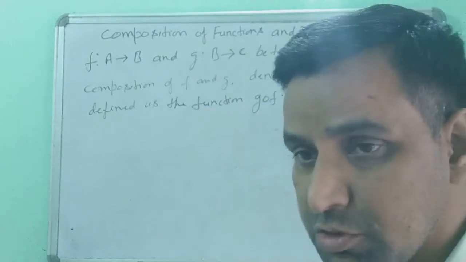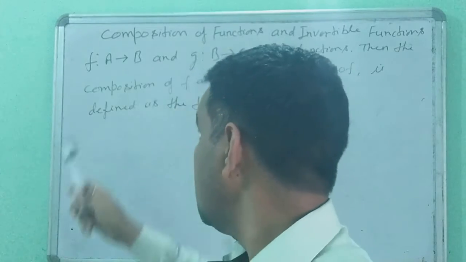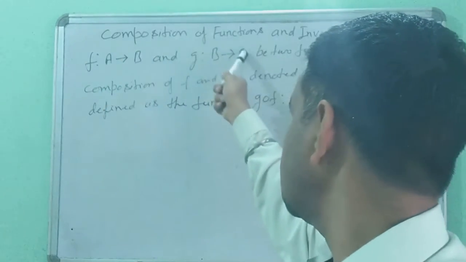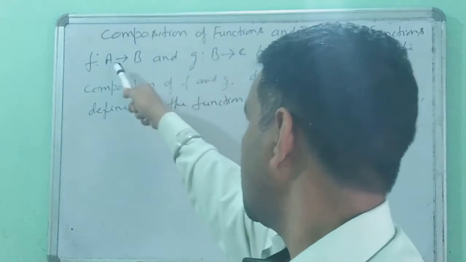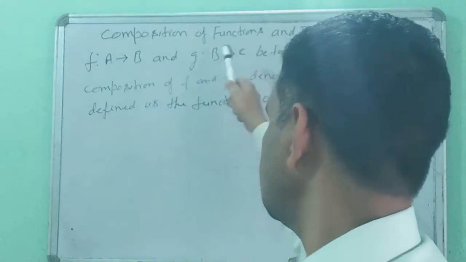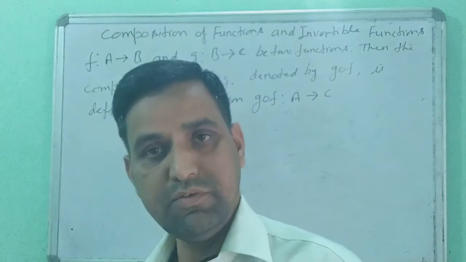So what is the process of the composition function? It means A directly to C. This is the domain and this is the codomain. What is the relation of A to C here? This process is called the composition of functions.